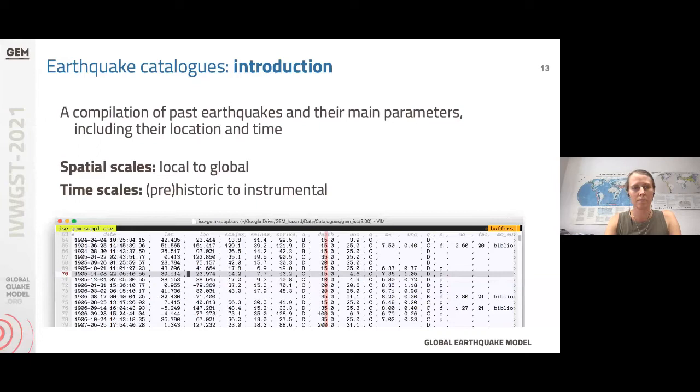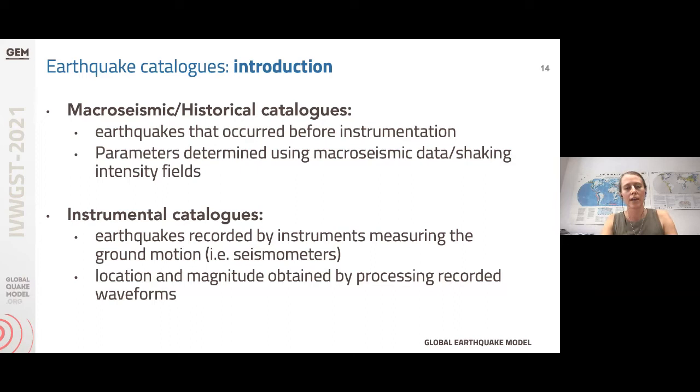Going into a little more detail about the time scales, historic catalogs include earthquakes that occurred before instrumentation. The parameters for these earthquakes are usually defined using macroseismic data or shaking intensity fields. These are reports that were collected shortly after the earthquakes, describing what was felt in the region surrounding the earthquake, and using this, scientists will back out the location of the earthquake. On the other hand, instrumental catalogs include earthquakes recorded by instruments that actually measured the ground motion that occurred during the event, and then using waveform analyses, processing these data to invert for the location and the magnitude.